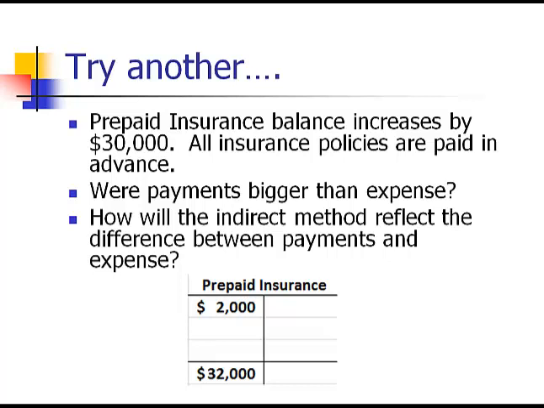Let's try another. Let's try the prepaid account. What if the prepaid account grew by 30,000? So for instance, what if it started with 2 and ended at 32? Which was bigger, the payments or the expense? Payments make prepaid go up, expense makes prepaid go down. So the payments had to have been bigger than the expense.